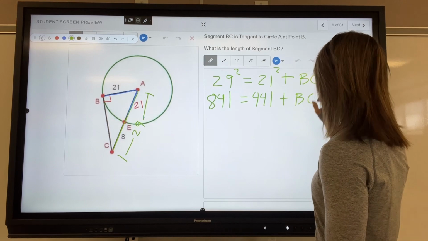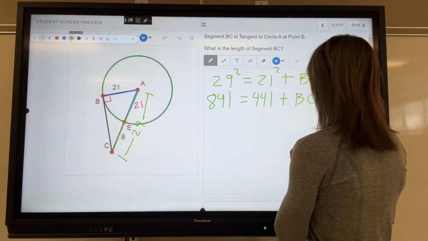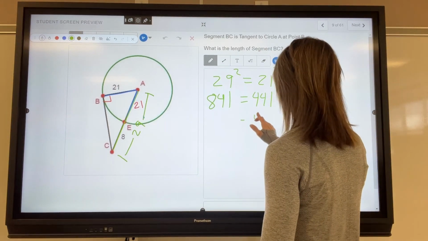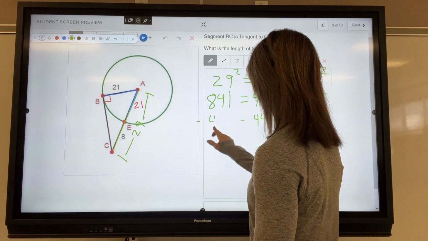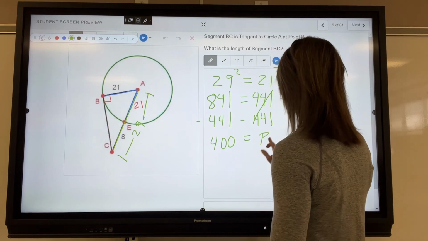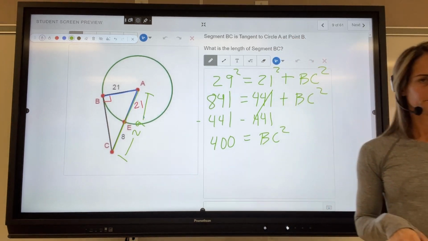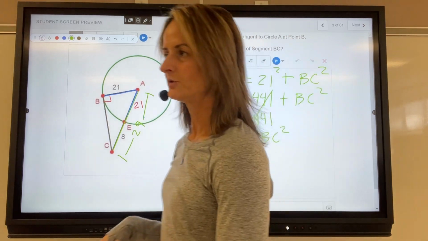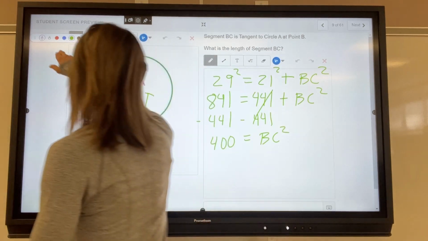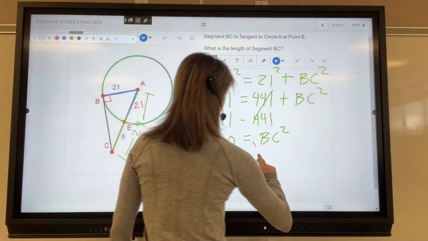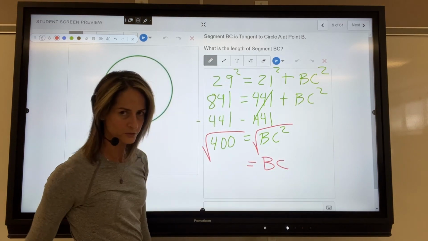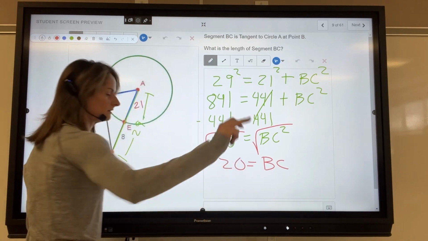Plus BC squared. Now that we've squared those numbers, we have to isolate the BC just by solving like we would in Algebra 1. So we're going to subtract 441 from both sides. And it looks like we're going to get 400 equals BC squared. Good? Now, 400 equals BC squared. What's BC? Gotta take the square root of both sides. So BC equals the square root of 400, which is? Good?